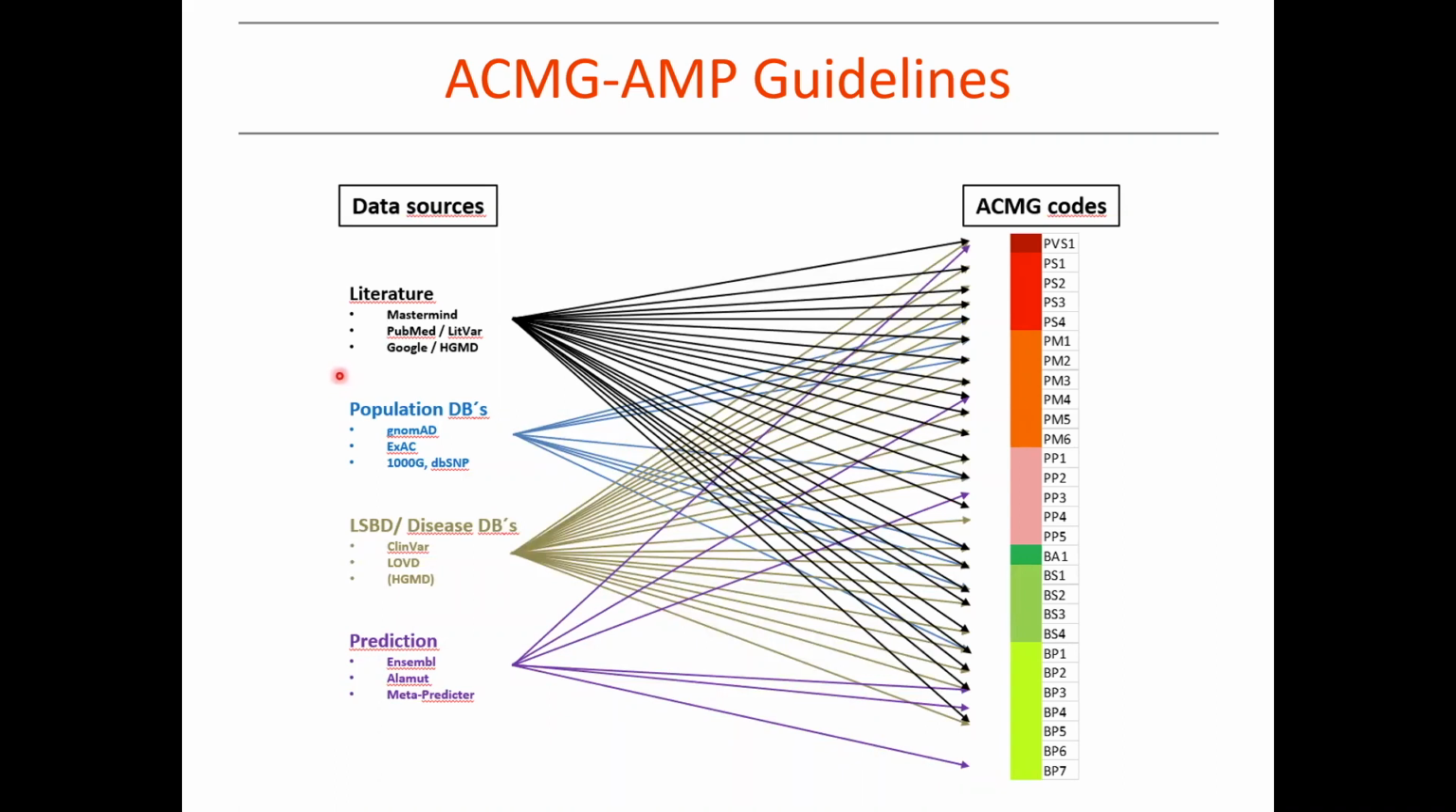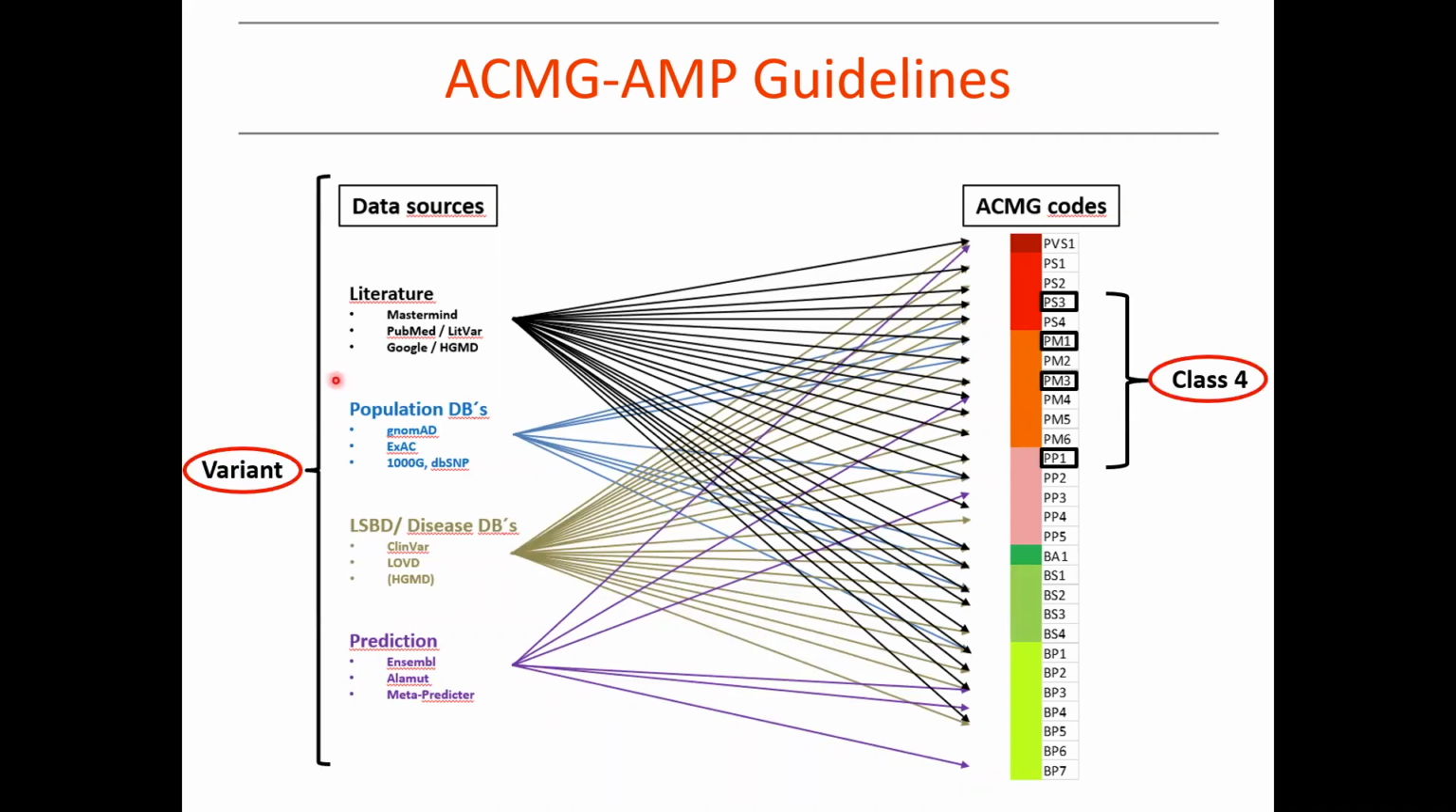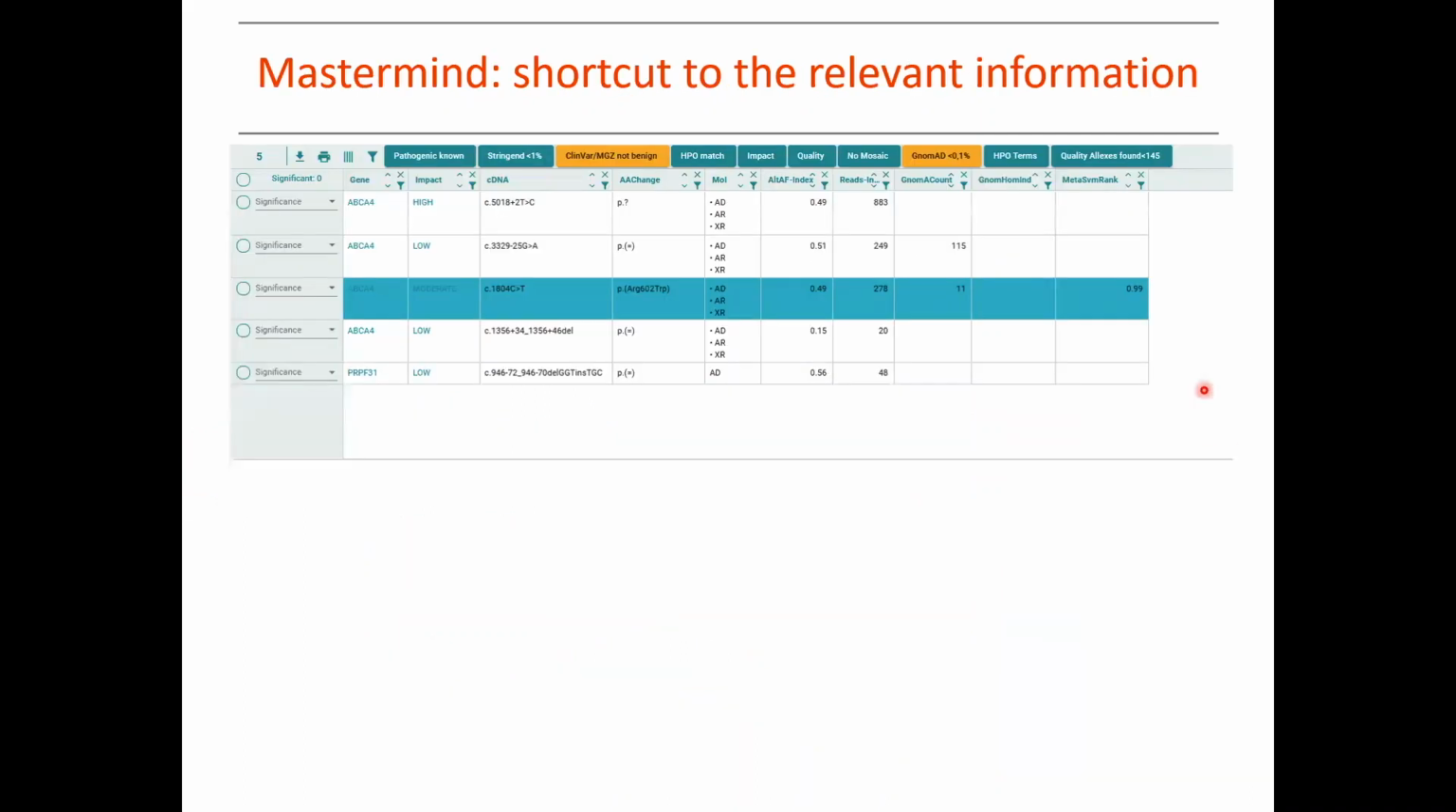So this is where my prelude ends and the main theme starts, namely how we use Mastermind to speed up the variant interpretation process from here to there. So I will show you in this slide a typical case we had in our lab, and after a few variant filtering steps, I ended up with one clear-cut pathogenic variant in the ABCA4 gene.